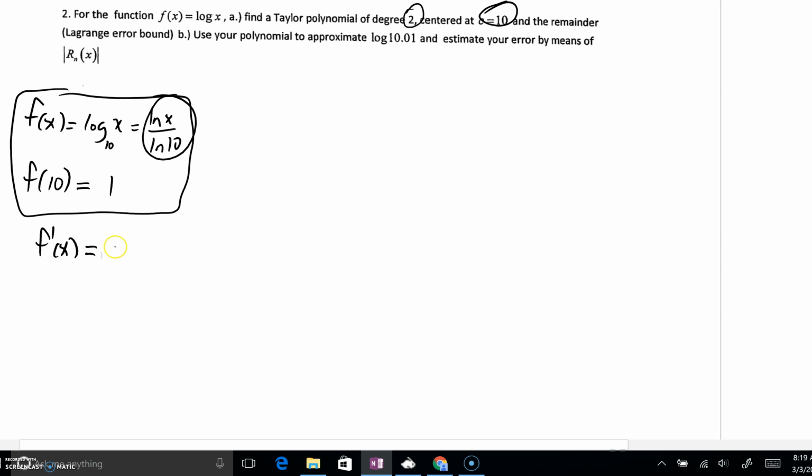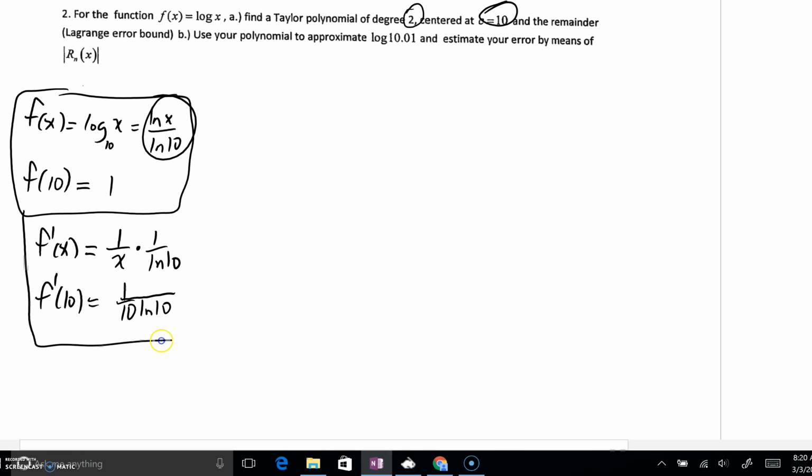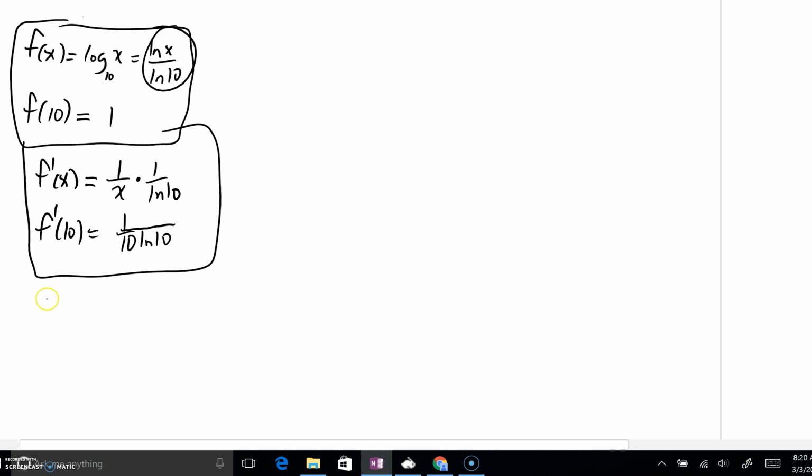ln of 10 is a constant. Derivative of natural log of x is 1 over x. So we'd have 1 over x, but of course we've got this 1 over ln of 10. Remember, you plug in where you are centered, and you will have 1/10, and down here you'd have the ln of 10. Let's go ahead and take our next derivative, our second derivative.